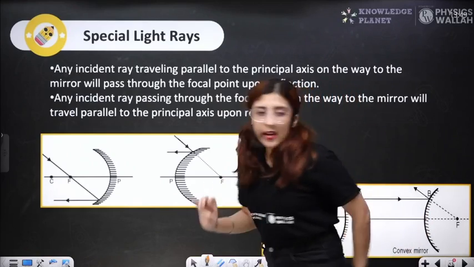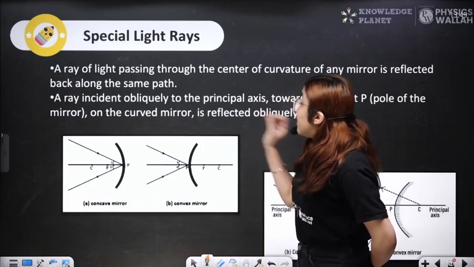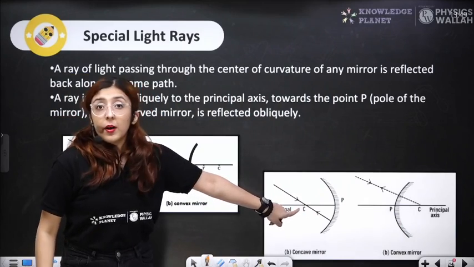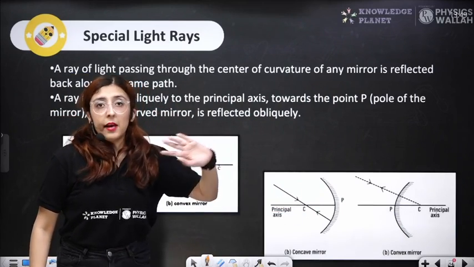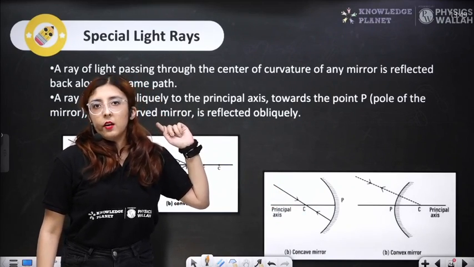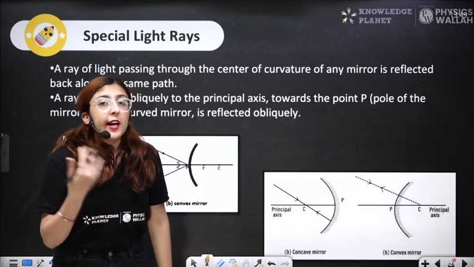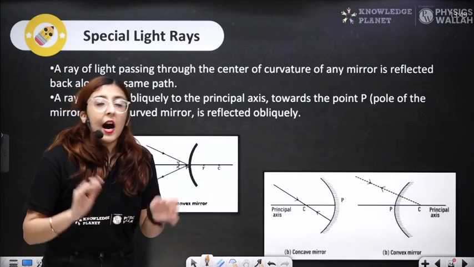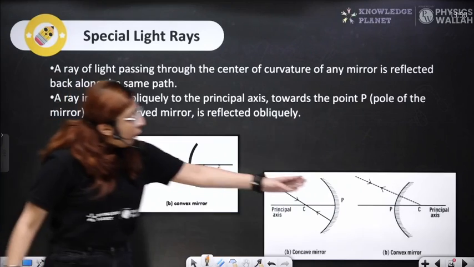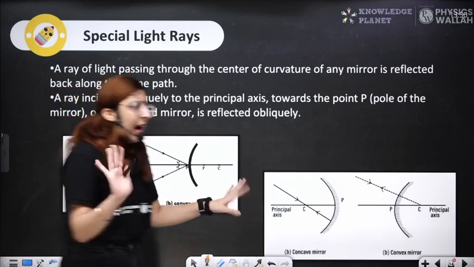Right, let's have a look at the next two. The next will be a ray passing through the center of curvature. A ray passing through the center of curvature will retrace its path. That means it will get reflected and move through the center of curvature only. In a convex mirror, a ray appearing to pass through the center of curvature, after reflection, will retrace its path and move through the same path. Simple.